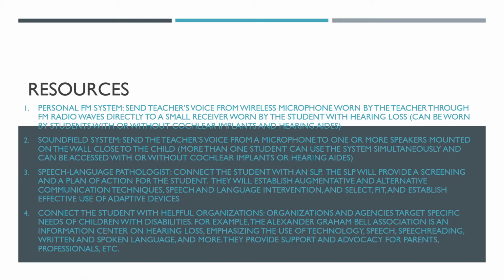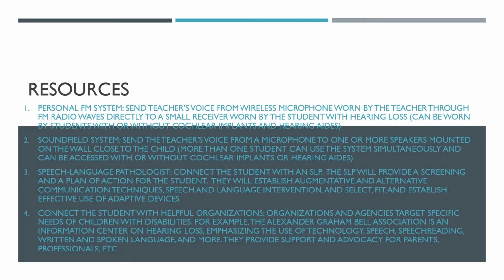So, some resources for a child with a hearing impairment. Number one is a personal frequency modulation system, FM. That's what FM stands for, frequency modulation. What it does is it sends the teacher's voice from a wireless microphone worn by the teacher through frequency modulation radio waves directly to a small receiver worn by the student with hearing loss. And that can be worn by students with or without cochlear implants and hearing aids.